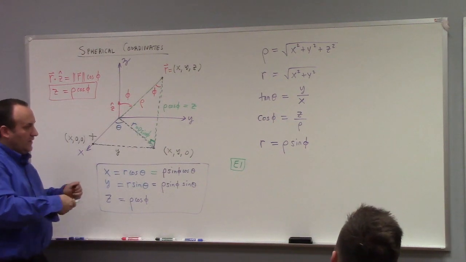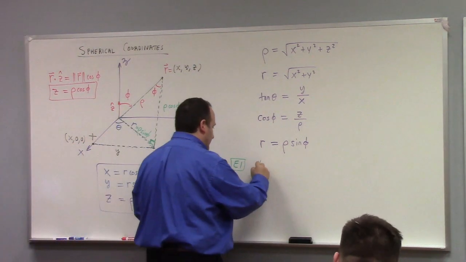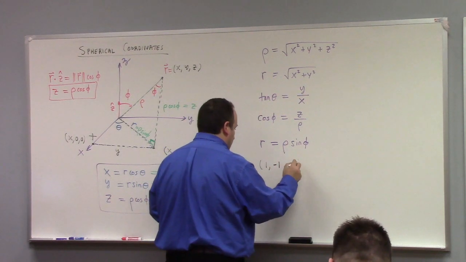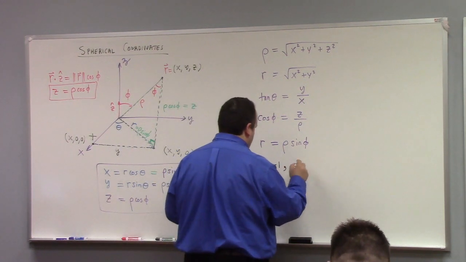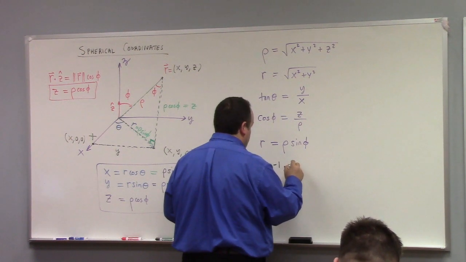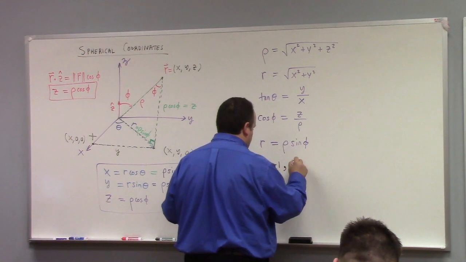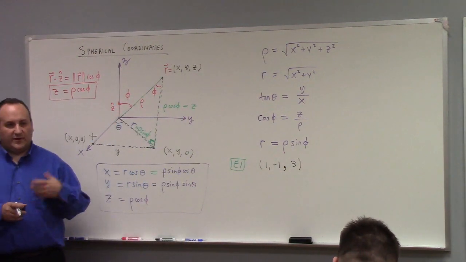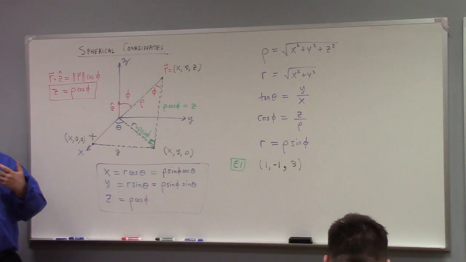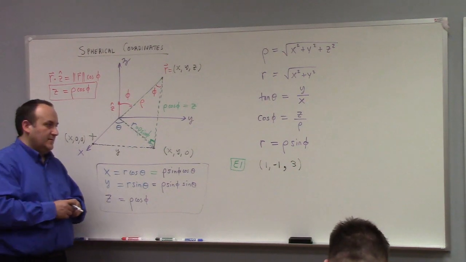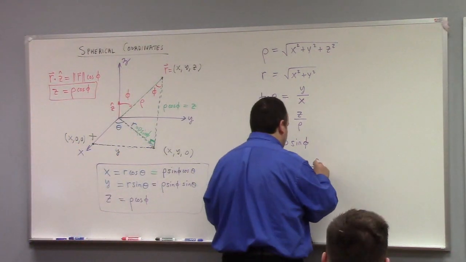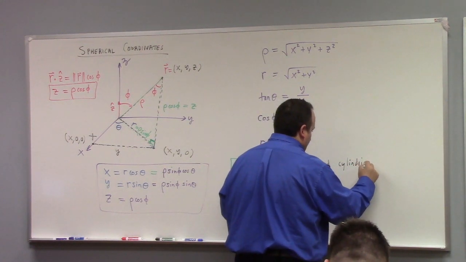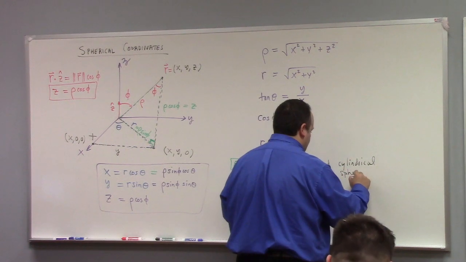Example 1. So what if I have the point, let's say 1, minus 1, I don't know, 3. Suppose these are the Cartesian coordinates of a point. My question is, what are the spherical and what are the cylindrical coordinates of this point? So find the cylindrical and spherical coordinates. How do we do that?